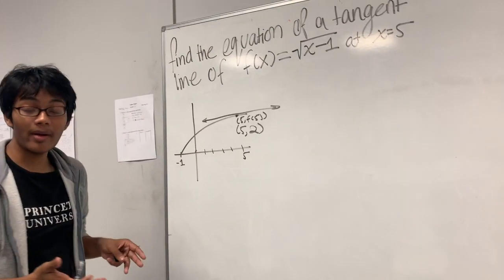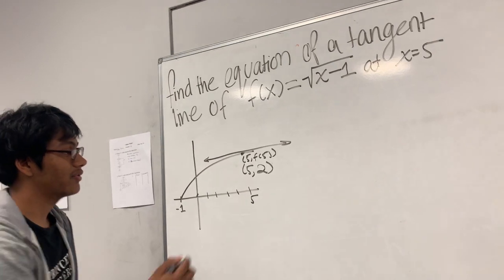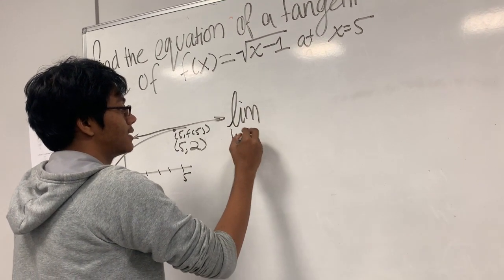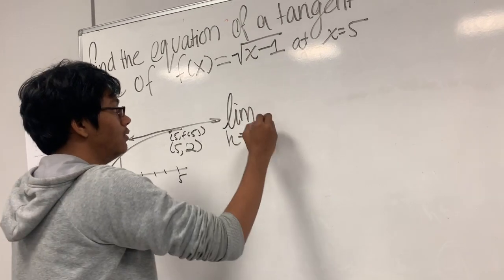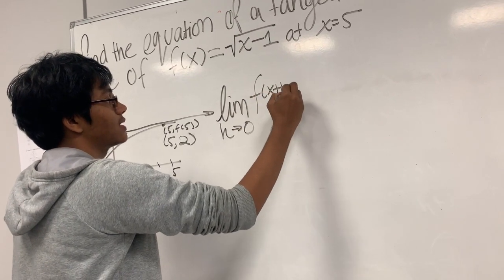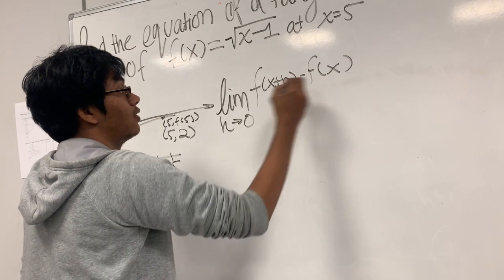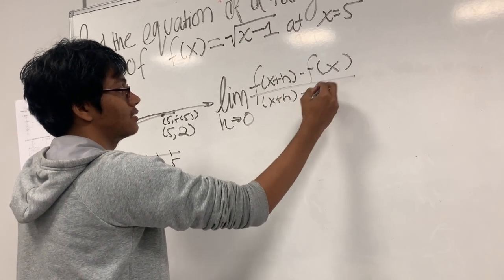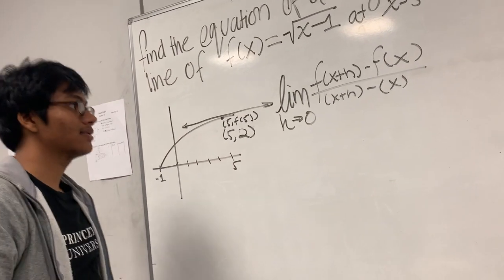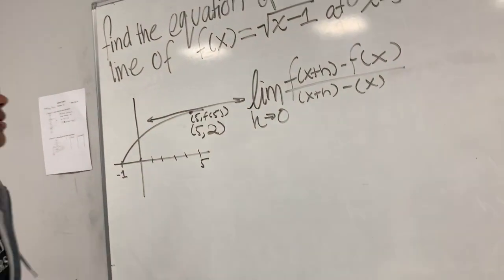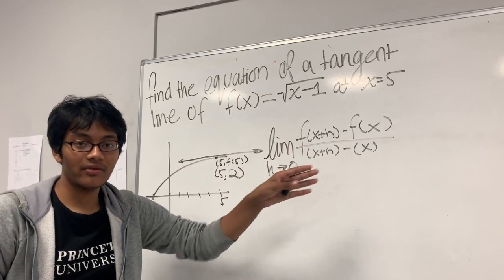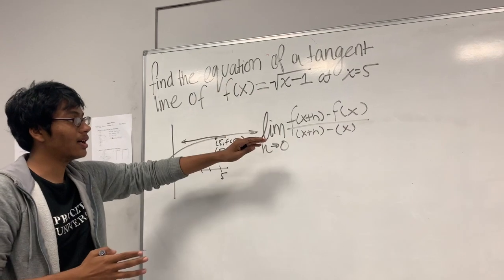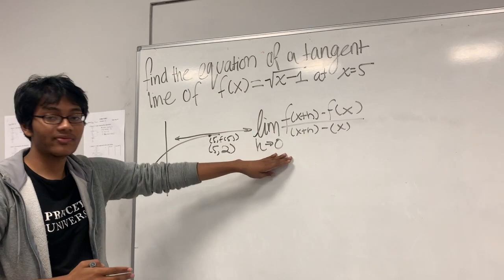Okay, so if you remember the limit definition of a derivative, it's the limit as h approaches 0 of f of x plus h minus f of x, over the difference in the x coordinates, h. Okay, so we have the limit definition of a derivative. So how do we use this? Well, we're going to apply this problem to this formula.